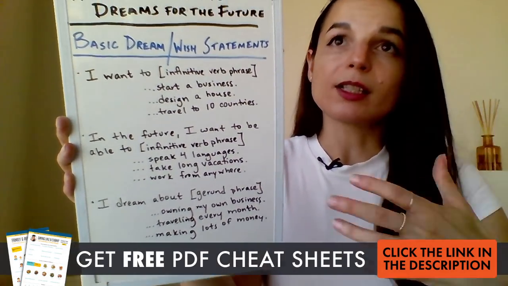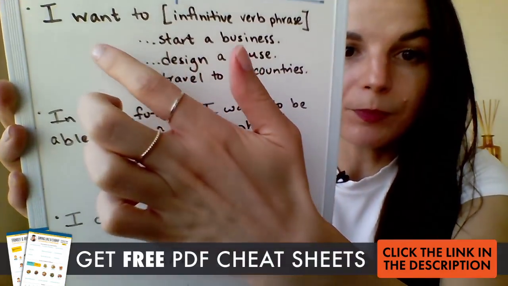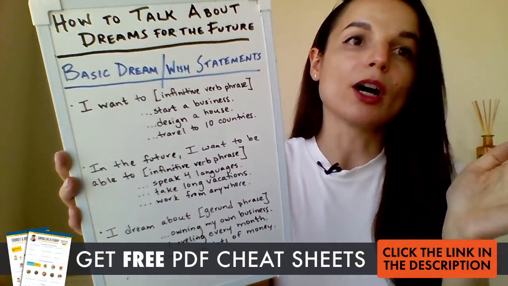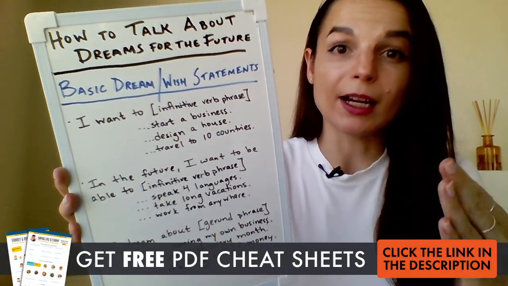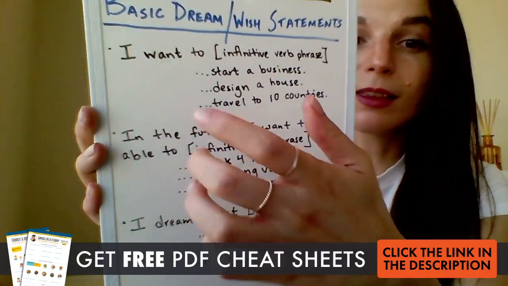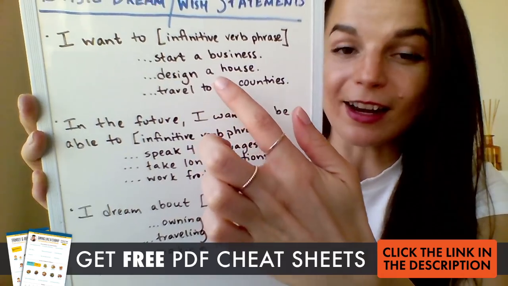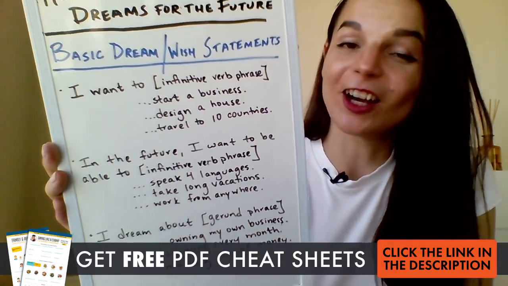When we use this expression in everyday speech, this part, "I want to," is reduced down. So not "I want to" in everyday speech, but "I wanna." So in native speed, these sentences would sound like, I wanna start a business. I wanna design a house. I wanna travel to 10 countries.